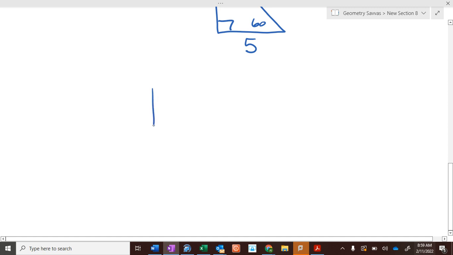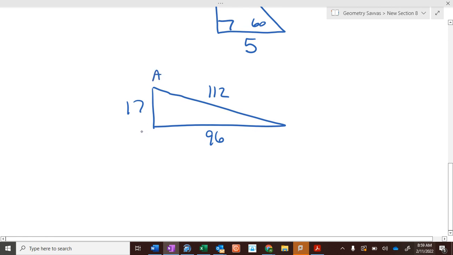Okay? So if this is 112, this is 17, and this is 96. And we have A, B, and C. What's the sine of A going to equal? Well, first side we find is the hypotenuse. Okay, which side's the hypotenuse? And then for trig, there's an opposite side and an adjacent side. Which is opposite of A?